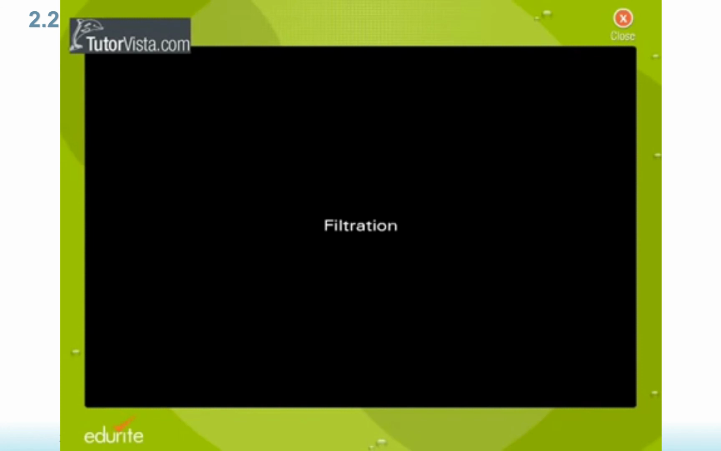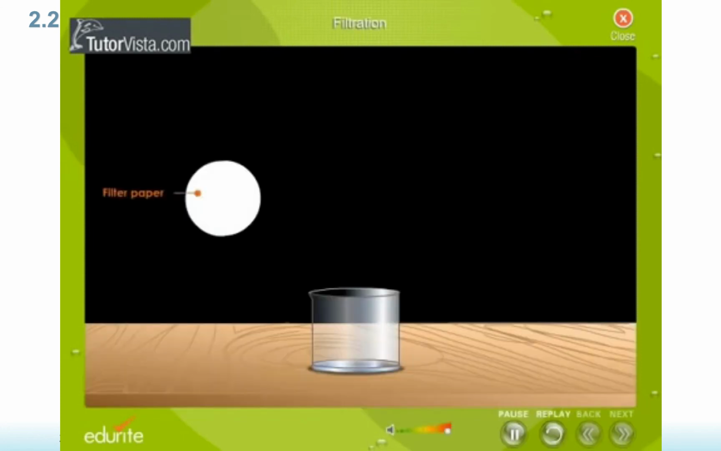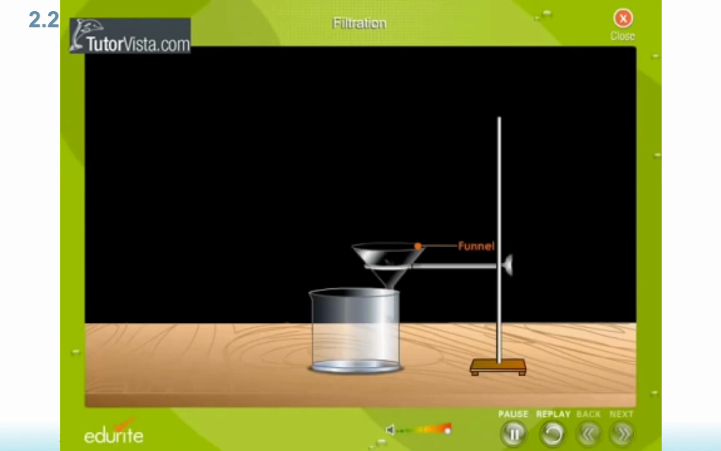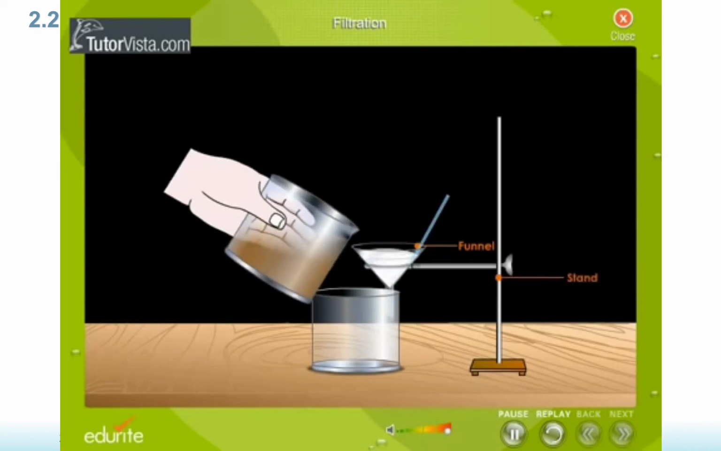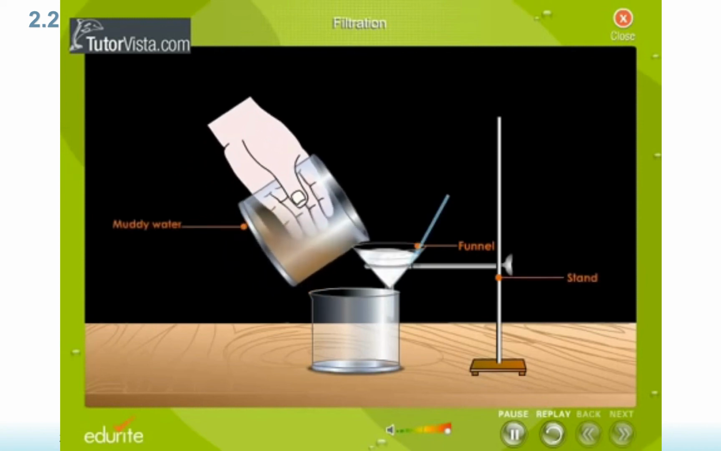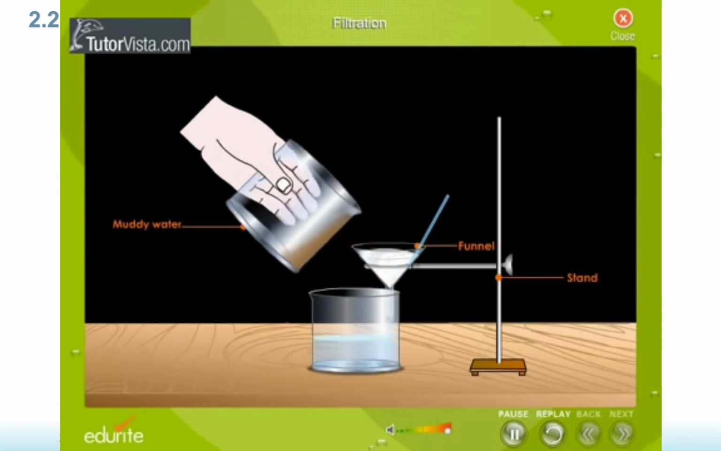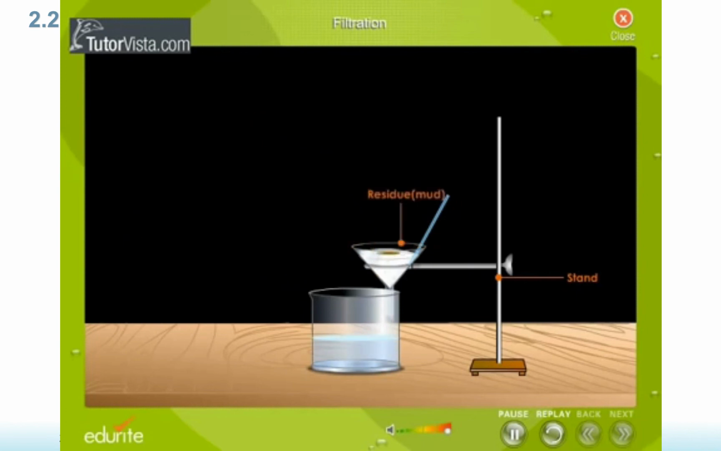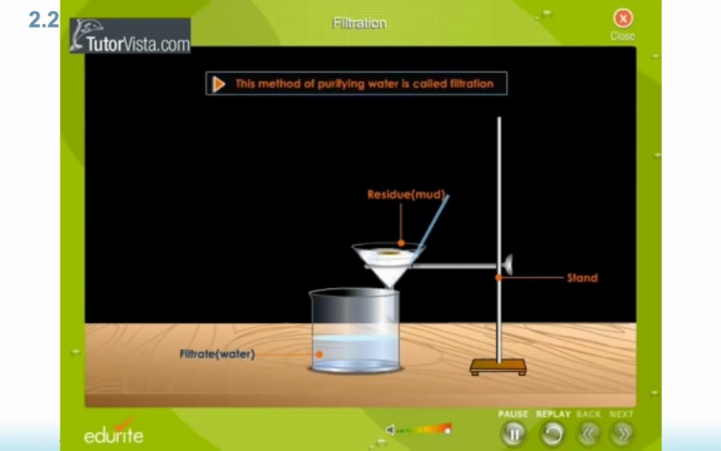Filtration. Take a round filter paper and fold it into half to make a cone as shown here. Fix a funnel on a stand. Wet its side and keep the filter paper in the funnel. Pour muddy water through the filter paper. Clear water will be collected in the beaker below the funnel. The clear water obtained is called the filtrate. This method of purifying water is called filtration.